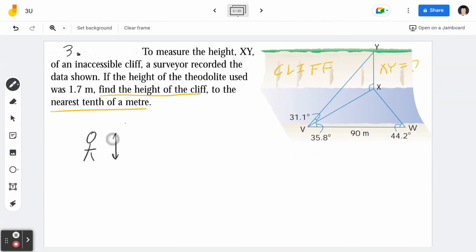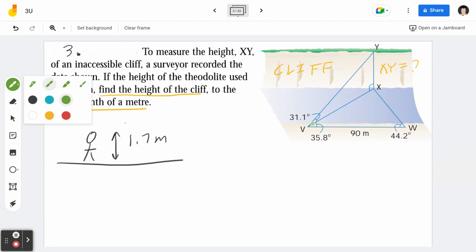person here, which is 1.7 meters. So that's something we want to consider at the very end, right? So again, we go through the same calculations, but then at the end, we take that into consideration. Now, if you go back to the diagram, there's so much going on here. If I grab a different color and color code this for you, there's a triangle right here.